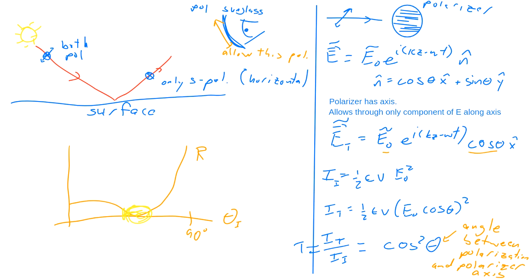So two things. Let's put a box around this transmission coefficient right here. And I'm also going to give this a name. This is called Malus's law.